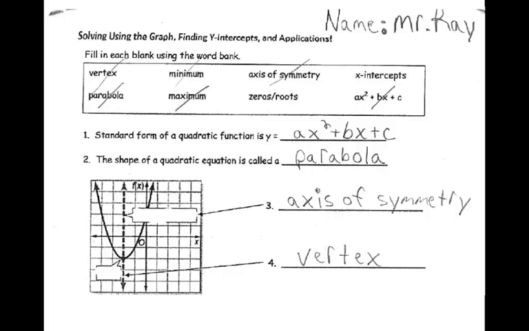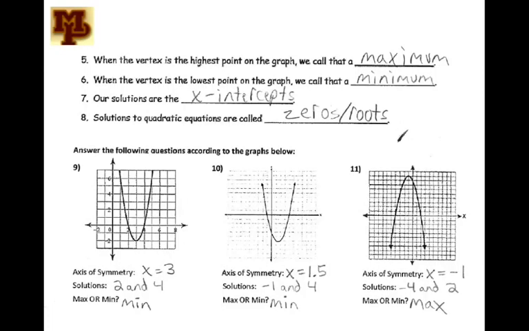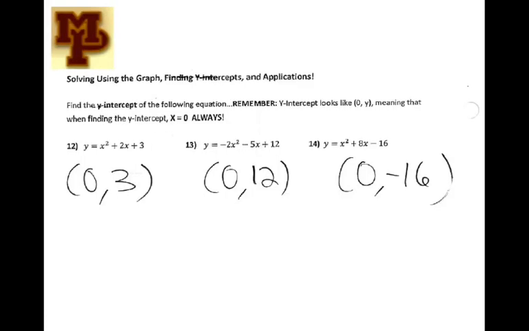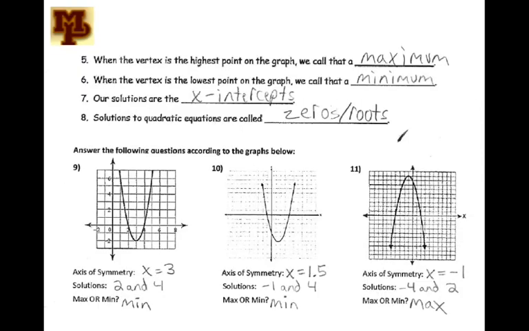Okay, this is the sheet from the sub. So these are just some terms. More terms, axis of symmetry down here, solutions. So the solutions are wherever the graph crosses the x-axis. So these are the solutions.